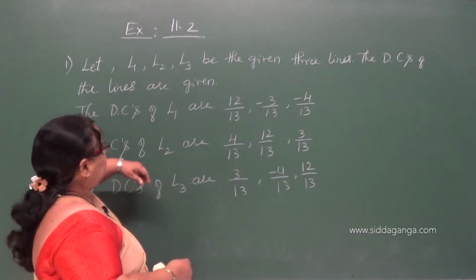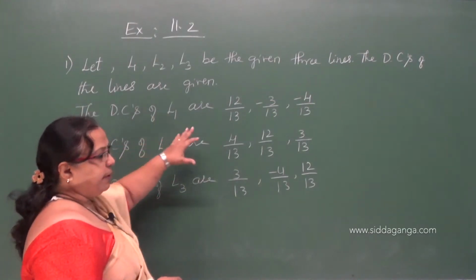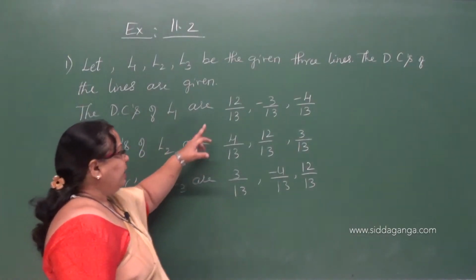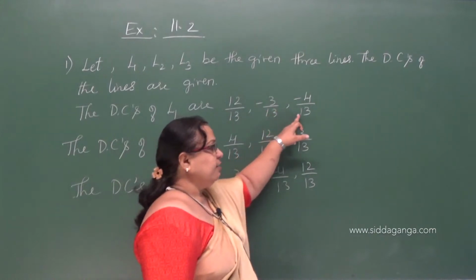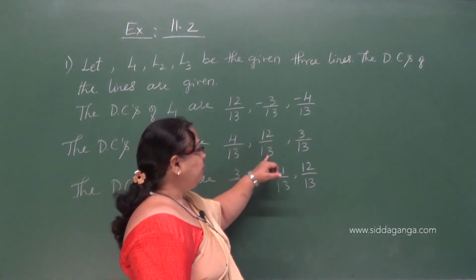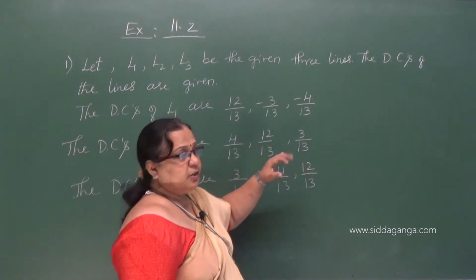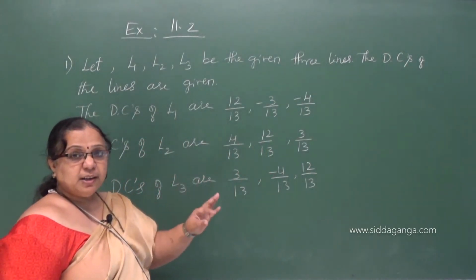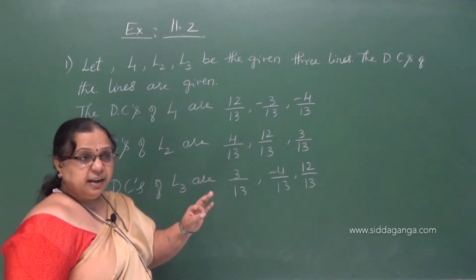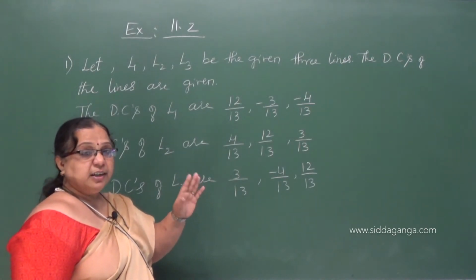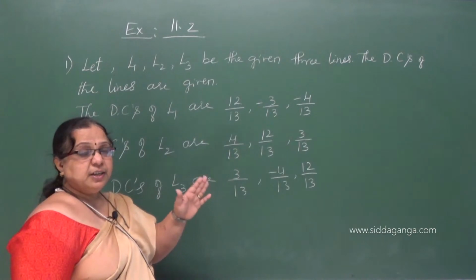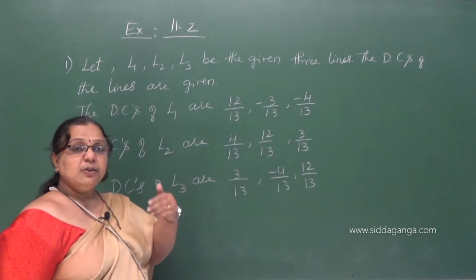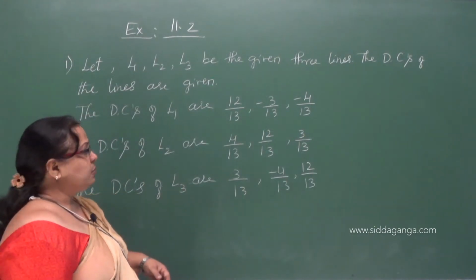To show that L1 and L2 are perpendicular when the direction cosines l1, m1, n1 and l2, m2, n2 are given, theta is 90 degrees, and hence we have to prove that l1 l2 plus m1 m2 plus n1 n2 equal to 0.